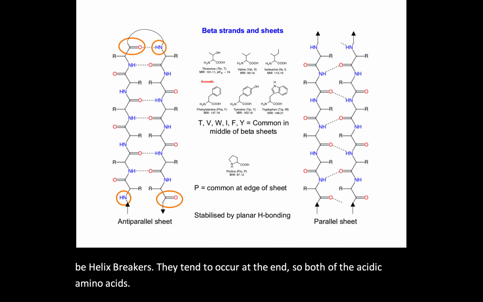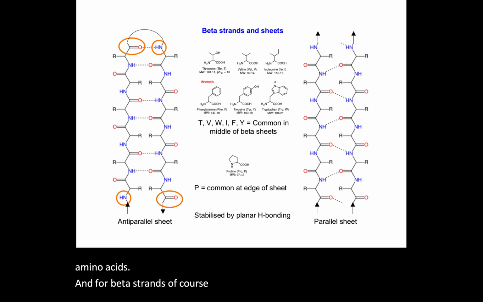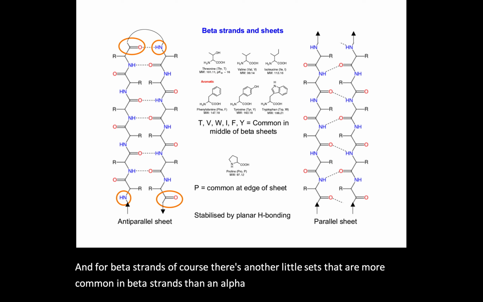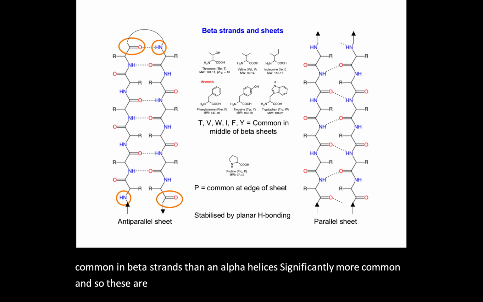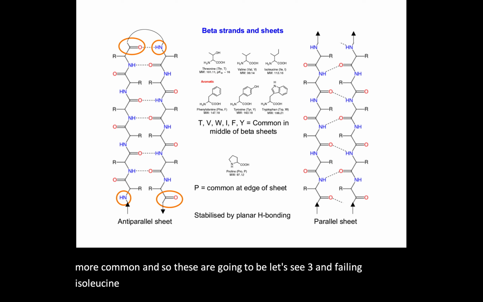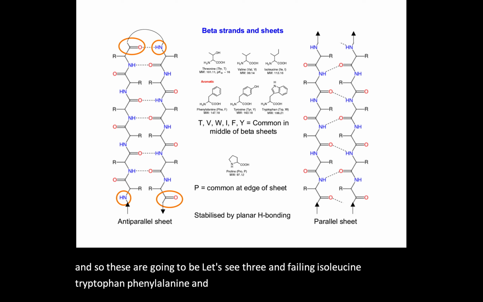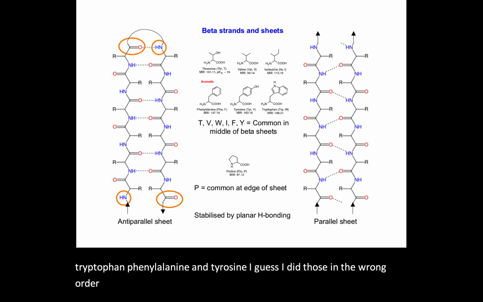And for beta strands, of course, there's another little set that are more common in beta strands than in alpha helices, like, significantly more common. These are going to be threonine, valine, isoleucine, tryptophan, phenylalanine, and tyrosine. I guess I did those in the wrong order. But the way I remember it is TV Wi-Fi.